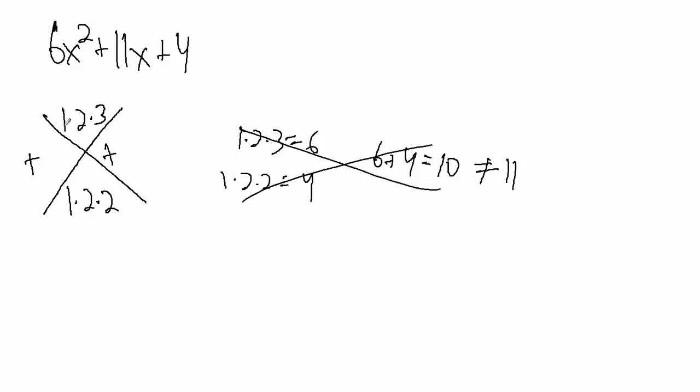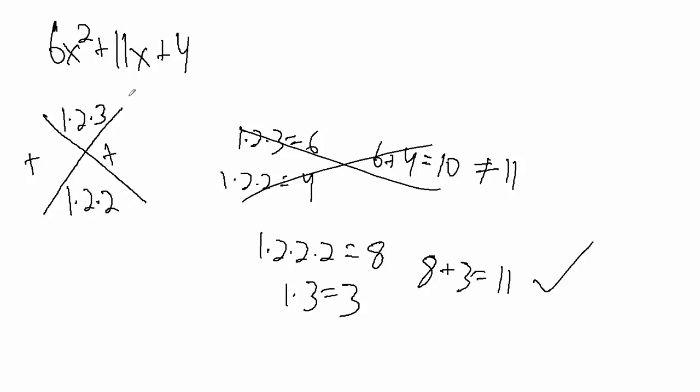So that's not going to work, so we try something else. Now what if we try 1 times 2 times 2 times 2? Well, that gives us 8, right? So we did 1 times 2 times 2 times 2. What's left over? A 1 and a 3. 1 times 3 is just 3. Does that work? Yeah, because 8 plus 3 is 11. So that actually does work. So plus 8 and plus 3. Okay, so now that we've done that, what do we do now?